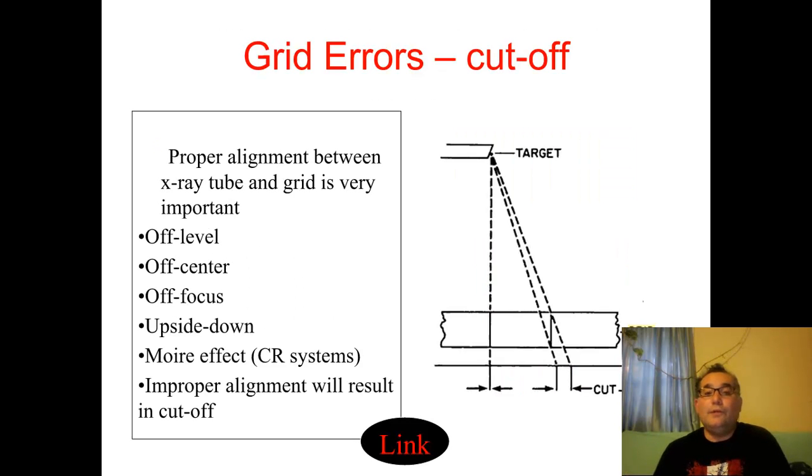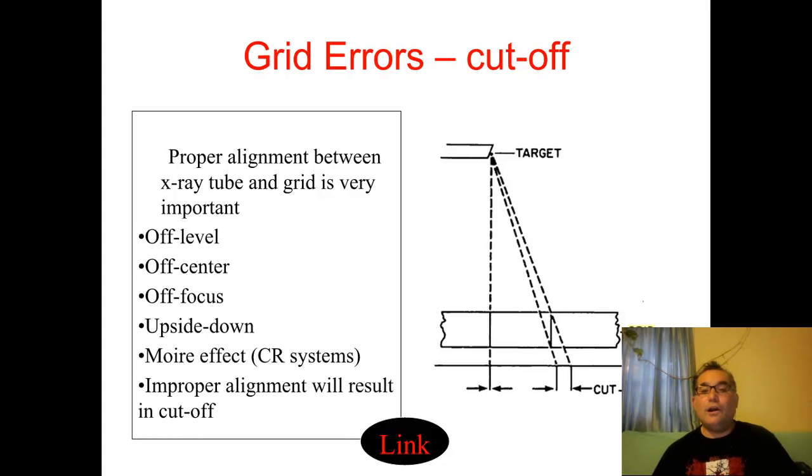Now, I want to talk a little bit about some of the problems that you can have with a grid. They are not the easiest devices to utilize. It's very important that you have proper alignment between the X-ray tube and the grid. If the grid is, for example, off center, or off level, meaning it's tilted at an angle, or if it's off focus, meaning that your central ray is not centered to the center of the grid, or, and this really shouldn't happen, if you use your grid upside down.